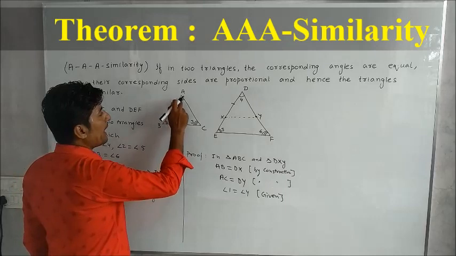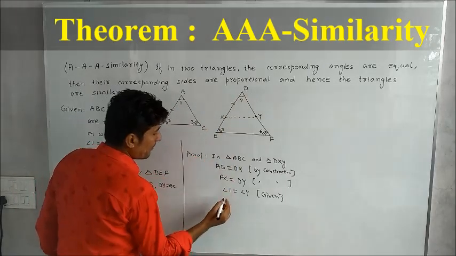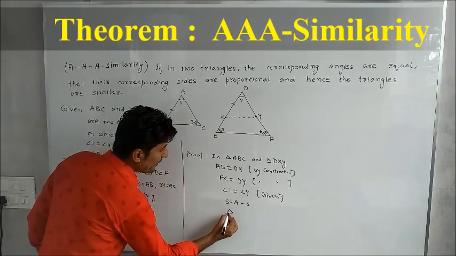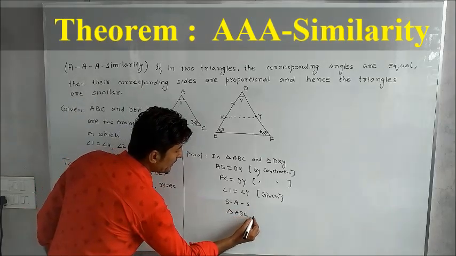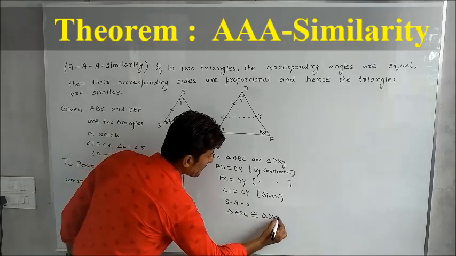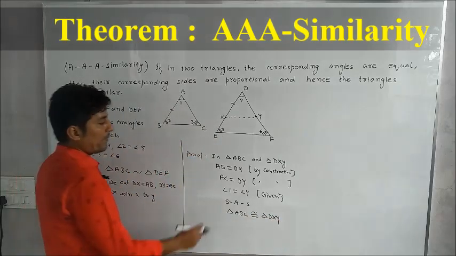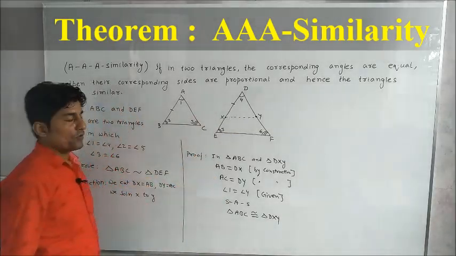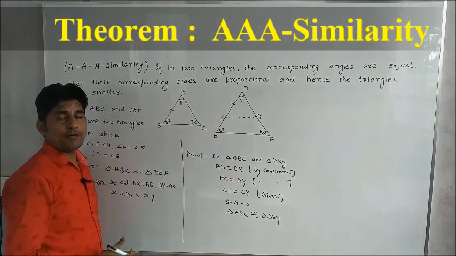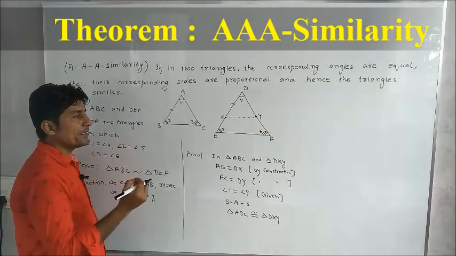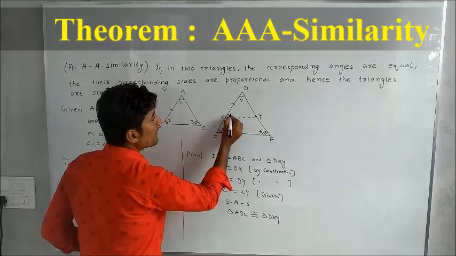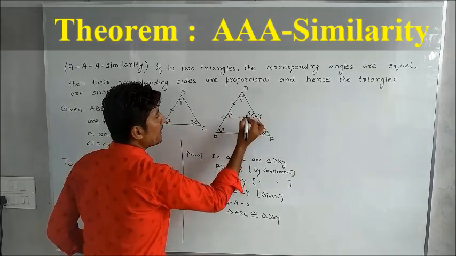Now by side angle side, SAS, we can say that triangle ABC is congruent to triangle DXY. Since both the triangles are congruent, the remaining parts will also be equal by CPCT, corresponding parts of congruent triangles. Suppose the name of this angle is 7, the name of this angle is 8.